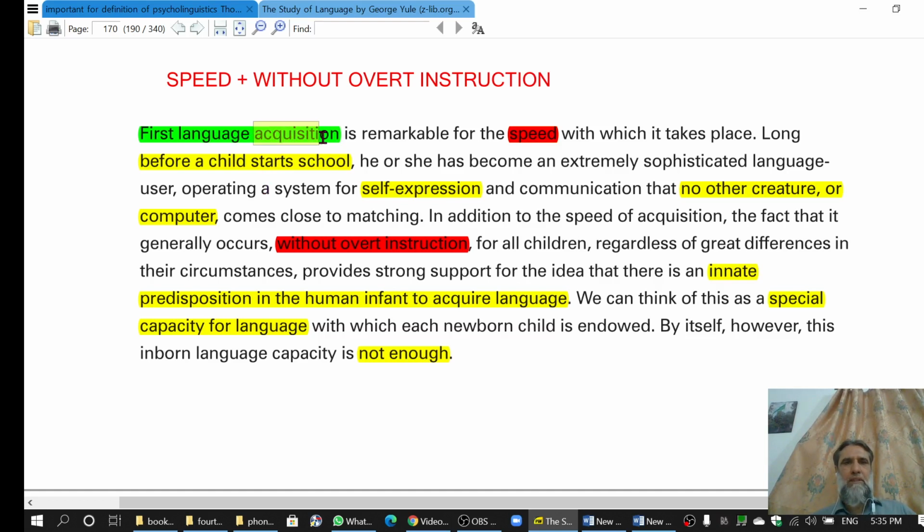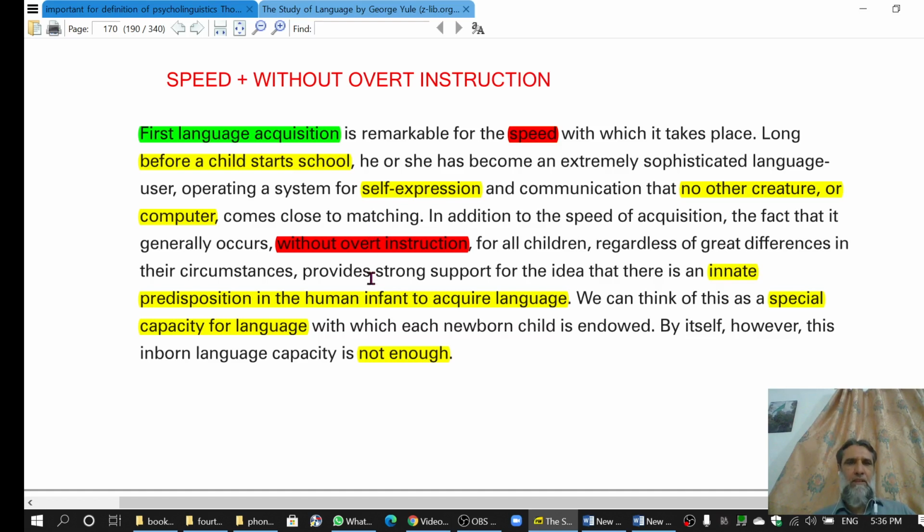Acquisition is the process in which language is learned or acquired without conscious effort. For example, when we learned our first language, which is Pashto, we did so without any conscious effort. It was without effort. It was automatic that we learned it. And such a process in which language is acquired without conscious effort is called acquisition. However, the learning process is the one in which something is learned with conscious effort. You put effort into it, and as a result, you learn it.